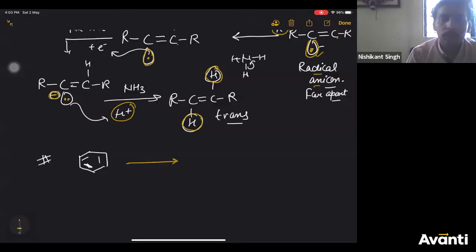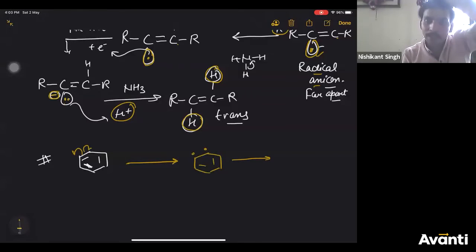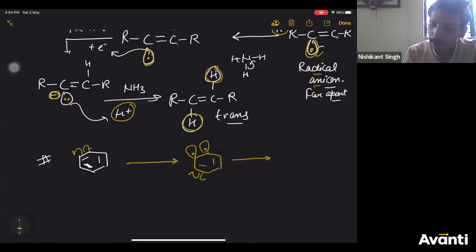In benzene, how can you draw this mechanism again? Same process. You'll break this bond homolytically. You'll get a diradical here, right? Then it will accept an electron and form a radical anion. But before that could happen, the two radicals are close to each other, right? So the next bond will also break homolytically.